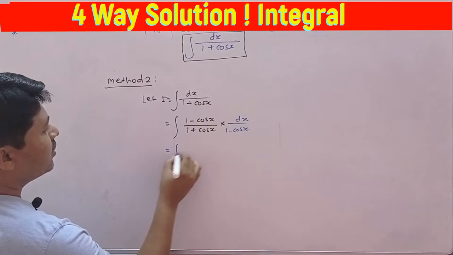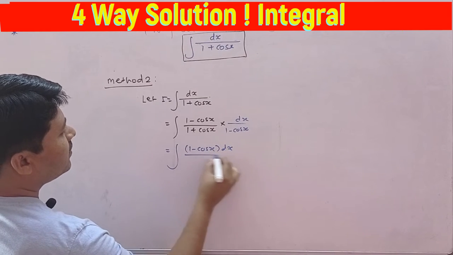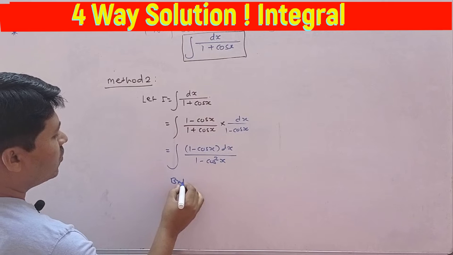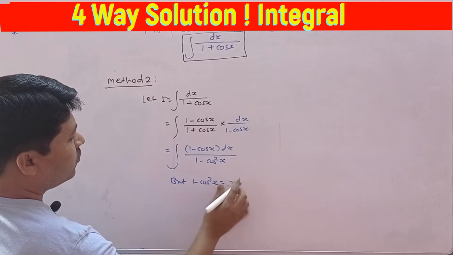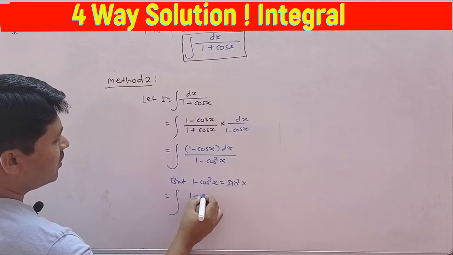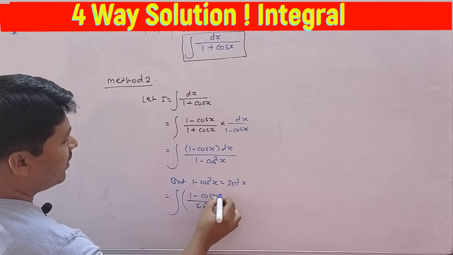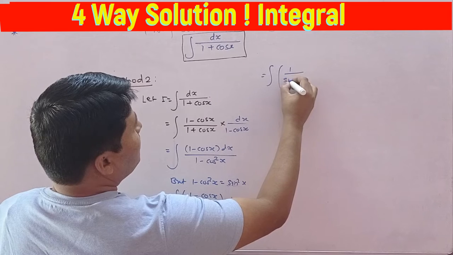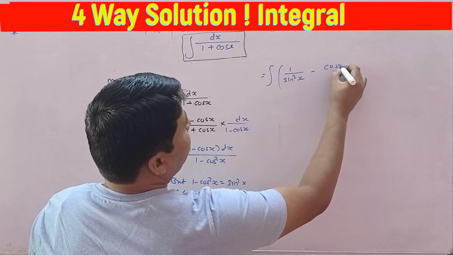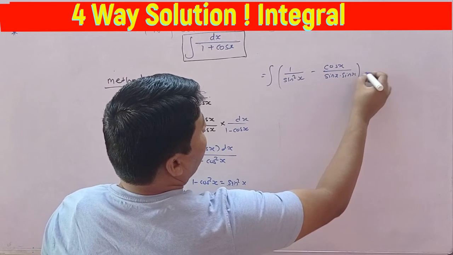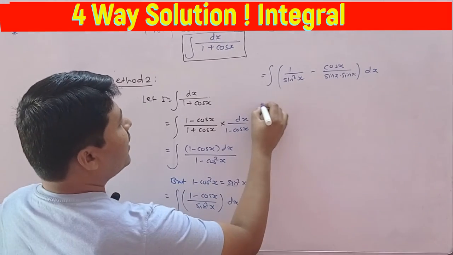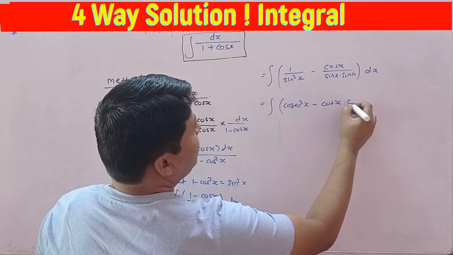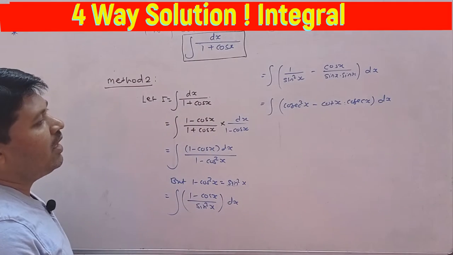Therefore, this integration becomes 1 minus cos x, dx, upon 1 plus cos x into 1 minus cos x, which is 1 minus cos square x. We know that 1 minus cos square x is equal to sin square x. So the integration becomes 1 minus cos x divided by sin square x, dx, and I separate the functions: the integral of 1 upon sin square x minus cos x divided by sin x, dx. That is cosec square x minus cot x into cosec x, dx.